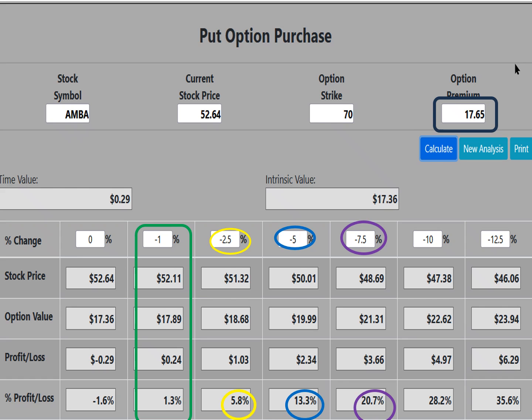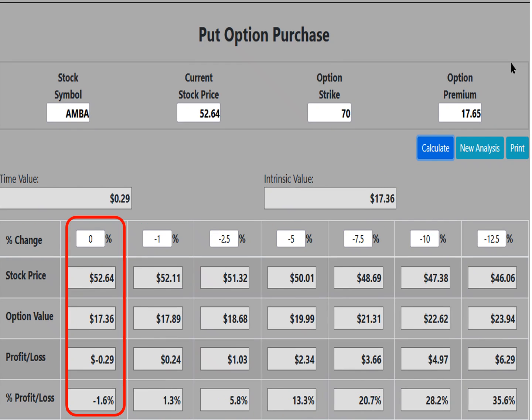The put option purchase calculator also shows that if the AMBA stock price decreases by 2.5%, the 70 put will make a 5.8% or $103 profit. If the AMBA stock price is down 5%, the 70 put will make a 13.3% or $234 profit. If AMBA is down 7.5% at expiration, the 70 put will make a 20.7% or $366 profit. The minus 10% and minus 12.5% numbers are also displayed. You can see that the profits get better and better.